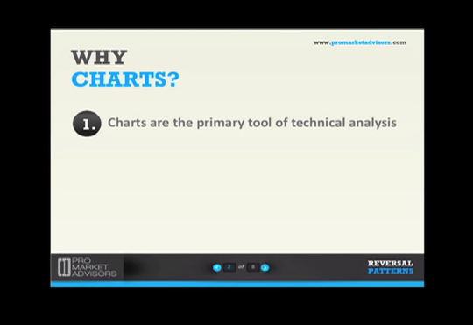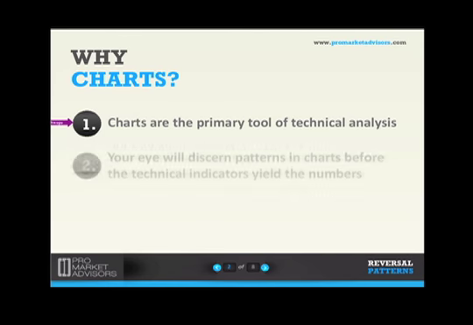Why charts? Charts are the primary tool of technical analysis. Everything that we look at starts with the chart. Every strategy that we work with is predicated on what's going on with the underlying. We can look at the option chain for a currency pair, the Greeks, the intrinsic value and volatility. We could look at all that. But if we have not gleaned a basic understanding of what's going on in the chart on that currency pair, then we're really flying blind. So first and foremost, charts are the primary tool of technical analysis.